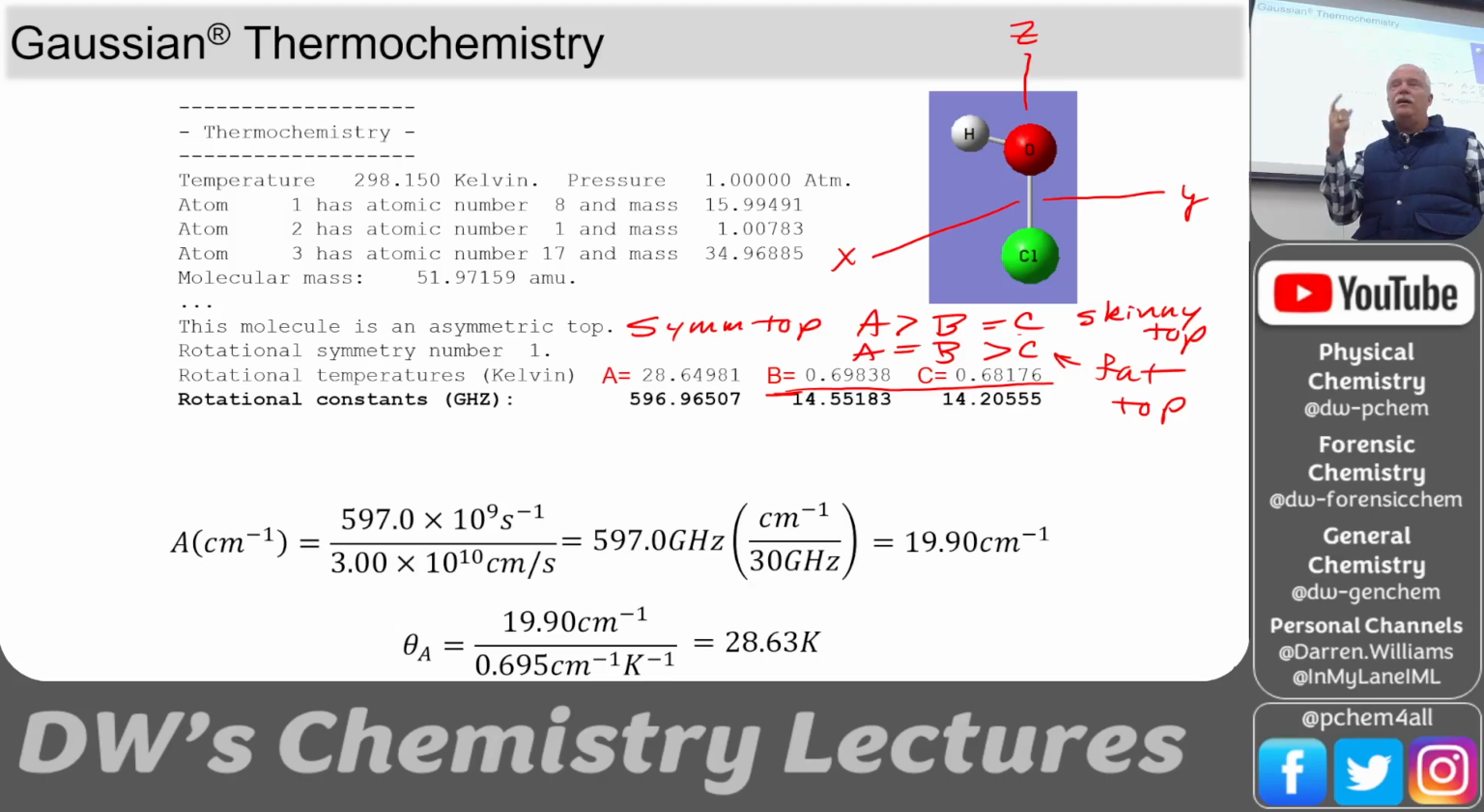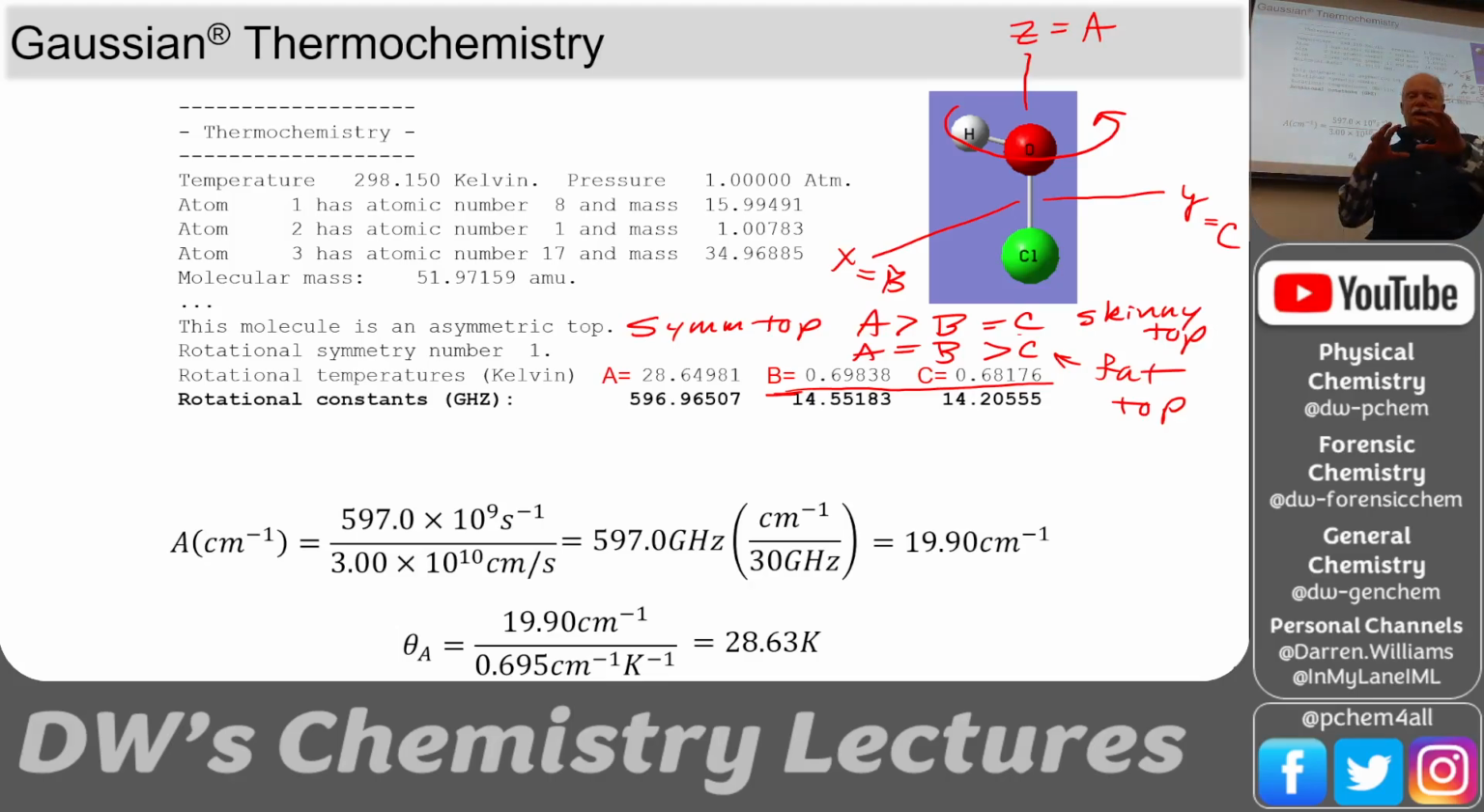So when we're rotating around the Z-axis, that's the moment of inertia of axis A. And so this rotation here is A. So what we would do is we'd say, in this case, Z equals A, X equals B, and Y equals C. Now, if you were taking a graduate spectroscopy course, we would get into all of that and how we label A, B, and C, but it's not always X, Y, and Z is A, B, and C. You have to figure it out, like we just did.